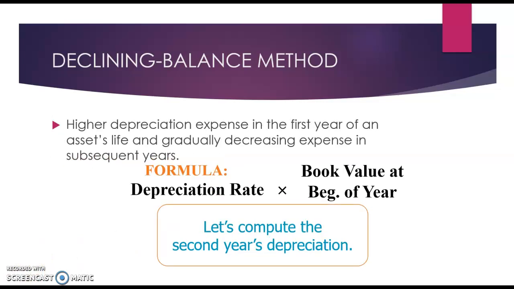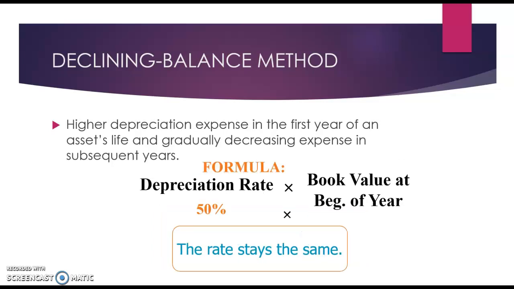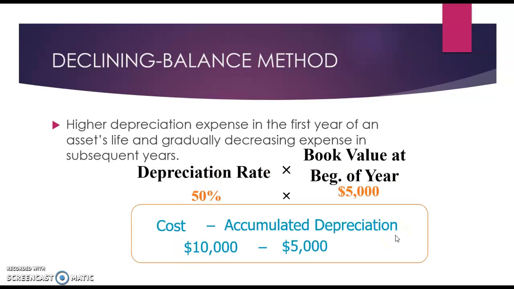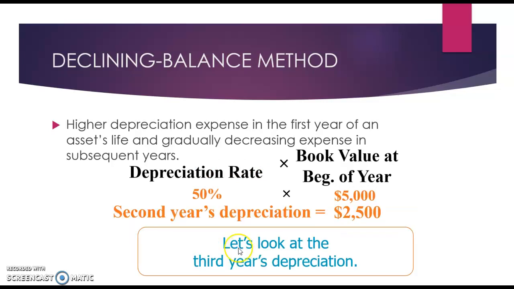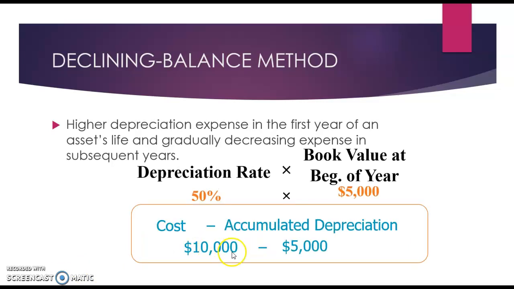Okay, now we'll calculate out the second year's depreciation. Okay, we're still going to use the 50% rate. We have to figure out what is the book value at the beginning of year two. So at the beginning of year two, we took the cost minus the accumulated depreciation. Well, at the end of year one, we took $5,000 of depreciation. So that's our accumulated depreciation at the end of year one.